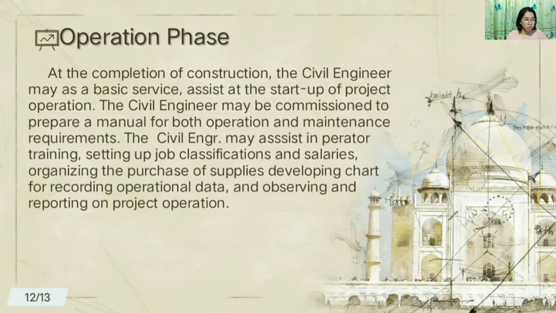So, the engineer's service does not end with the completion of the construction. He will also assist in the first week of operation of the project, providing a guide on how to operate and how to maintain it. The civil engineer can also be involved in training and salary matters.